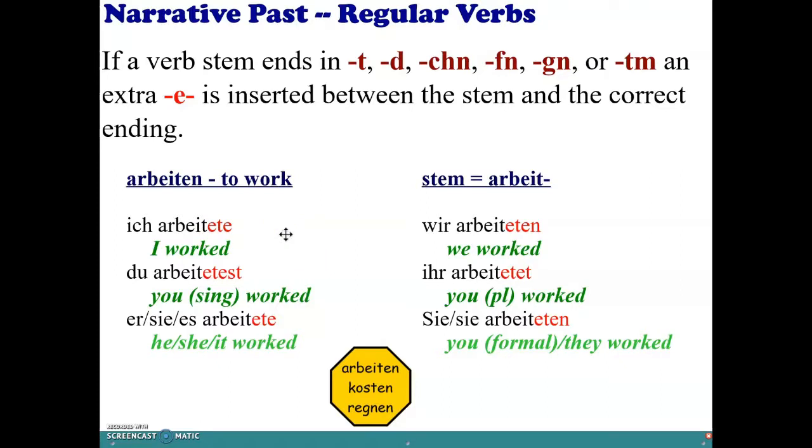So ich arbeitete, it almost sounds like we're stuttering. Ich arbeitete, du arbeitetest, er arbeitete, wir arbeiteten, ihr arbeitetet, and sie arbeiteten. So we add that E back in. A couple common verbs that are listed down here would be arbeiten, kosten, regnen. So here we see that GN, es regnete gestern. It rained yesterday. So we have to add this E in if we have any of these letters or combinations of letters at our stem.